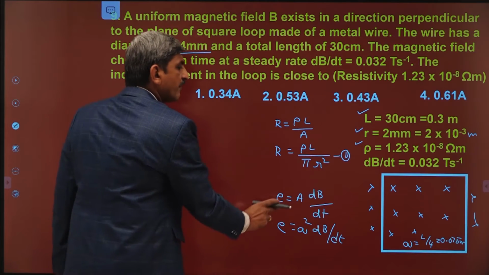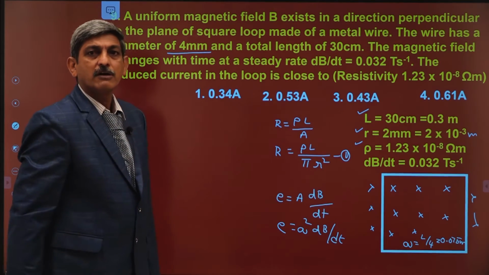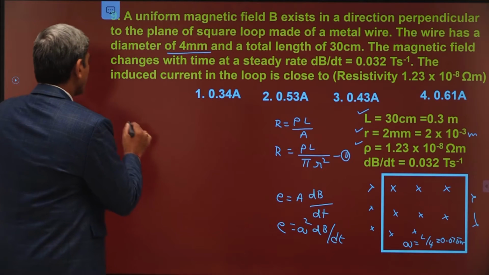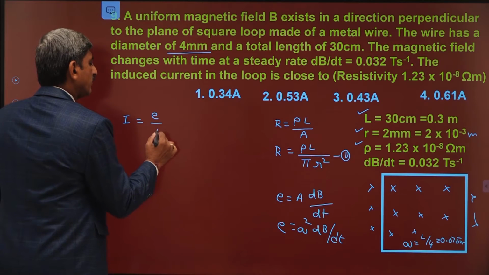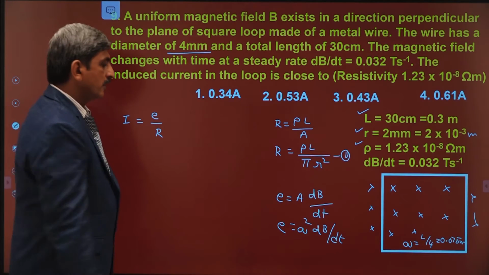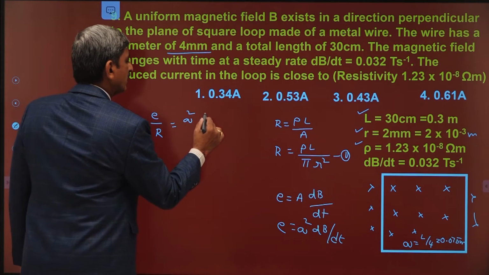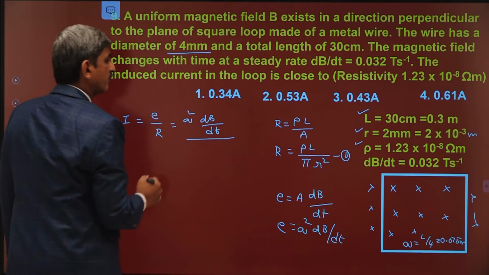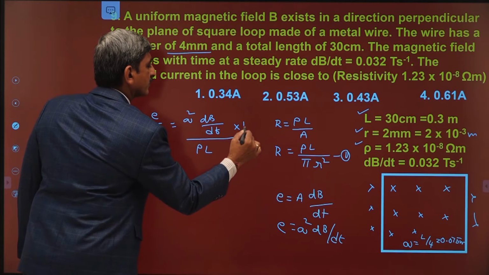Here we have the EMF induced in the coil. Here we have the resistance of the given coil wire. Then can we determine the current value? Yes. The current value can be determined by the formula I is equal to E by R. Substitute the EMF value a square dB by dt divided by R, which is equal to rho L by pi R square.